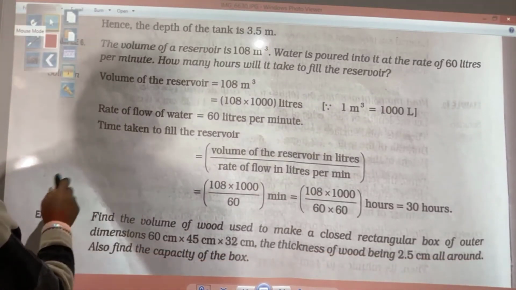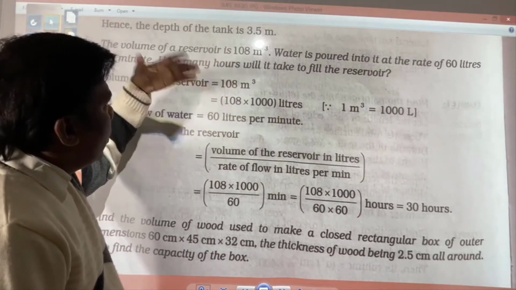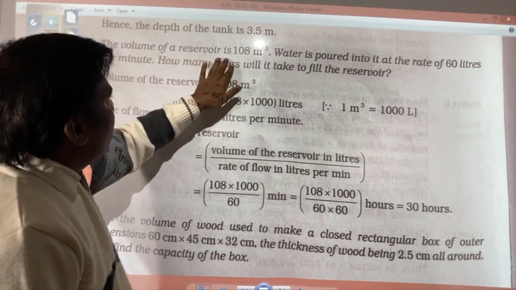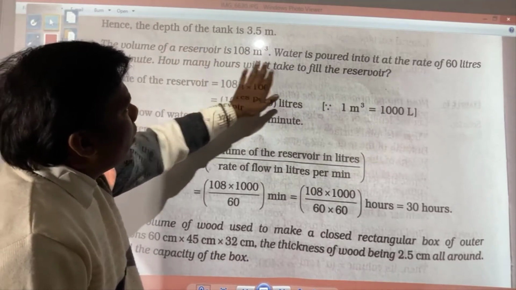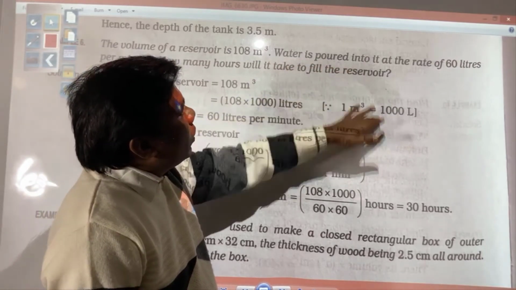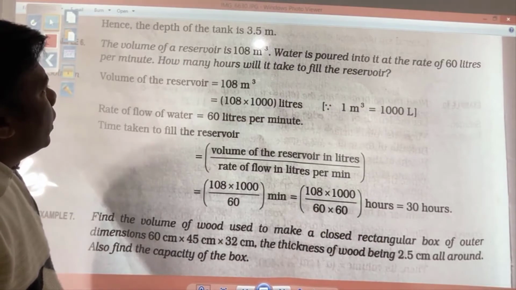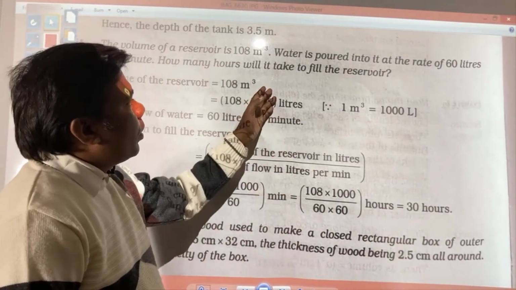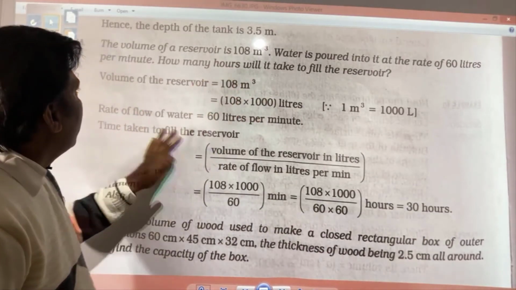Then we have question number 6. The volume of a reservoir, where water is reserved. The volume of a reservoir is 108 meter cube, like a dam and all. Water is poured into it at the rate of 60 liters per minute. How many hours will it take to fill the reservoir? This type of question is very important for the exam, so you need to understand properly.